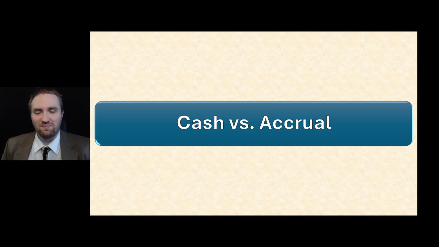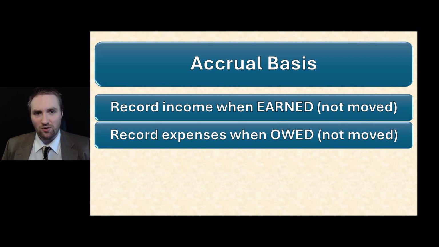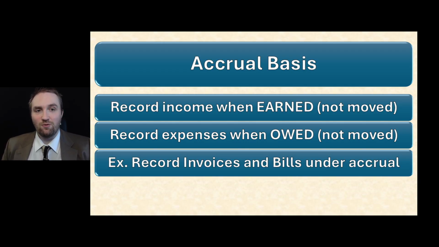One last thing before we start. It's finally time to learn the difference between cash basis accounting and accrual basis accounting. That difference being timing. Under accrual basis, you record income when the money is earned, even if the money hasn't moved yet. Likewise, you record expenses when the money is owed, even if that money hasn't moved yet. The most typical example of this is when a business invoices someone or gets a bill. Under accrual, a business would record that invoice as income despite not receiving any cash yet. And likewise, they would record any bills as expenses despite not paying out any money yet.